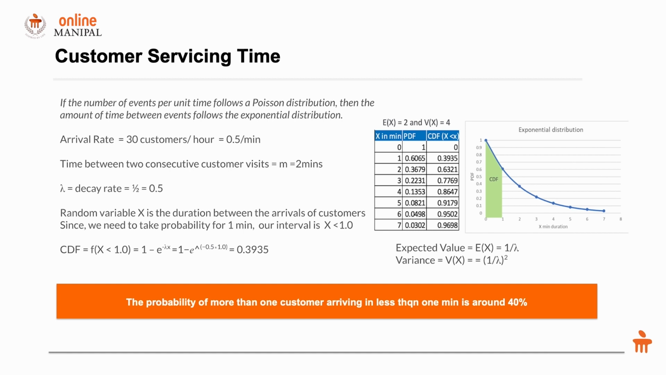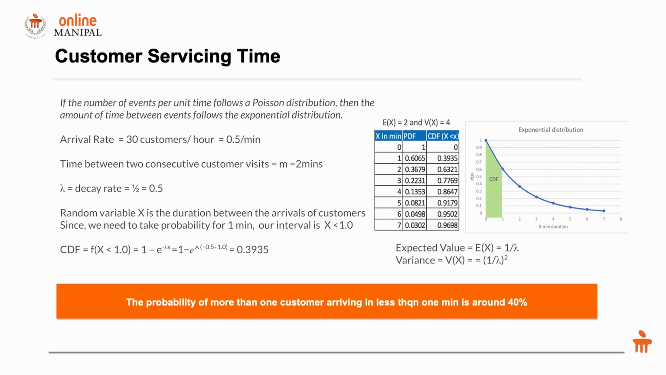So here we have the information that the arrival rate is 30 customers per hour, which is 0.5 per minute. The time between 2 successive customer visits is 2 minutes. So the decay rate lambda is equal to 1 by 2, which is 0.5. Now the random variable x is the duration between the arrivals of customers, and we have to find the probability of x less than 1 minute.